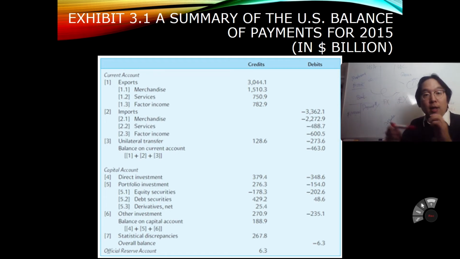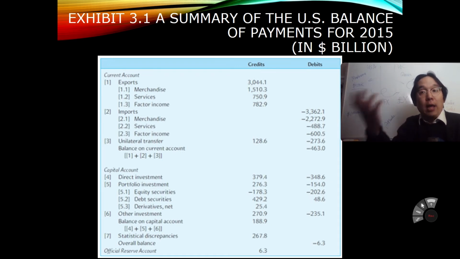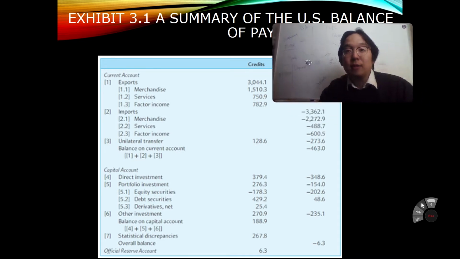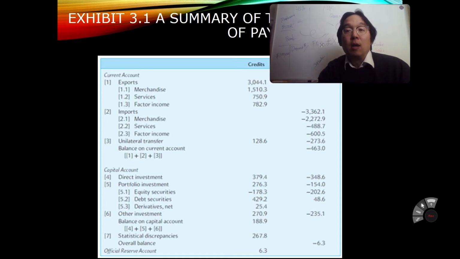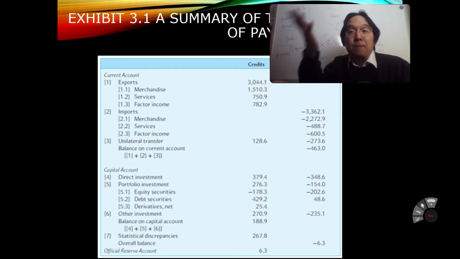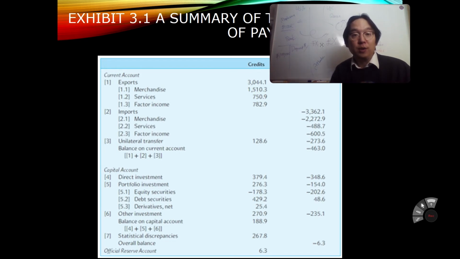Right. And then unilateral transfer, what is that? It's like a help. 원조, in Korean terminology, 원조 kind of things. It's giving money just out of your goodwill, right? Not in return for any other things. But charity donation kind of things, right? To poor countries, that kind of things should be your unilateral transfer.